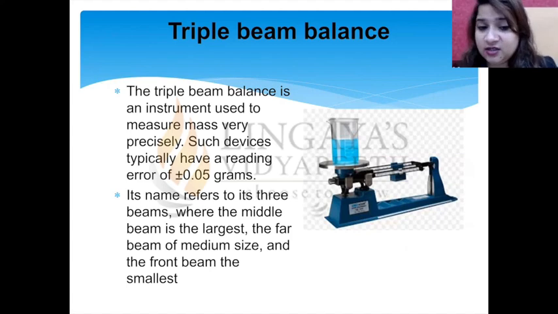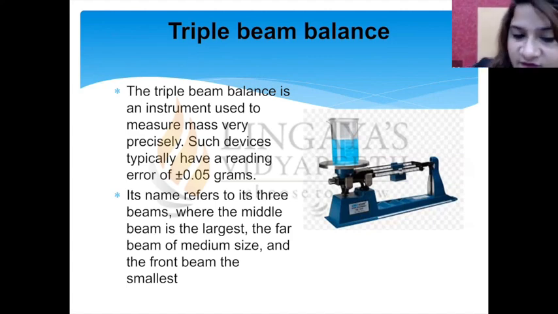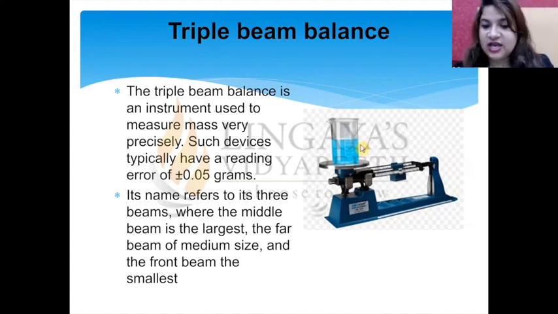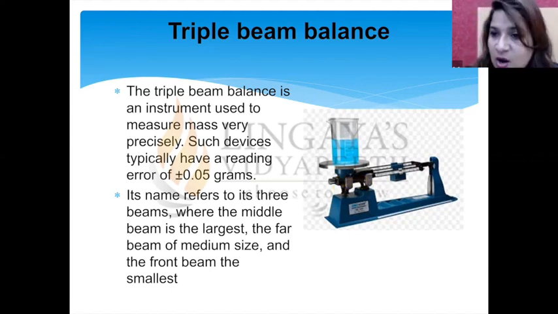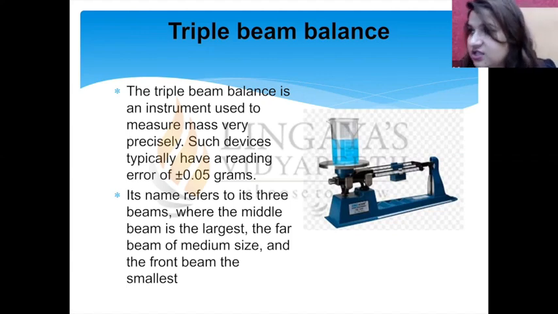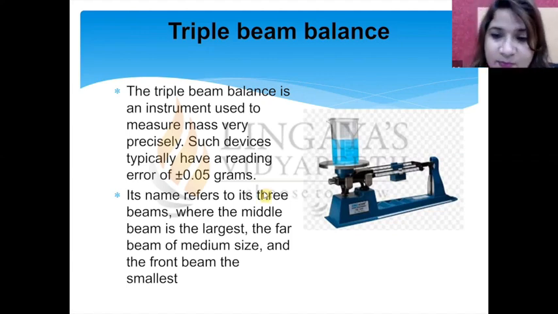It has a reading error of only plus or minus 0.05 grams. It has three beams, where the middle beam is the largest, the far beam is of medium size, and the front beam is the smallest. So it is used to measure the powders and reagents in the laboratory very precisely.